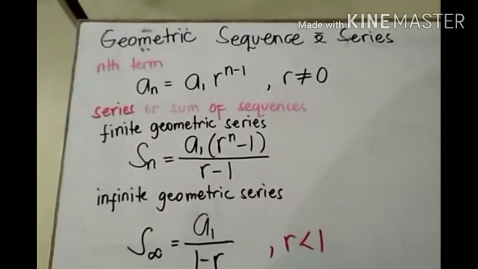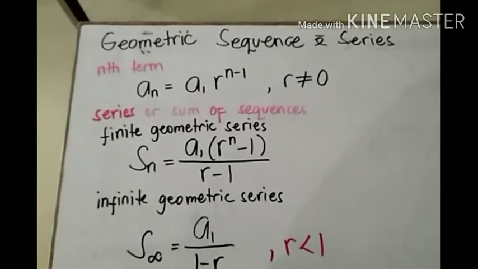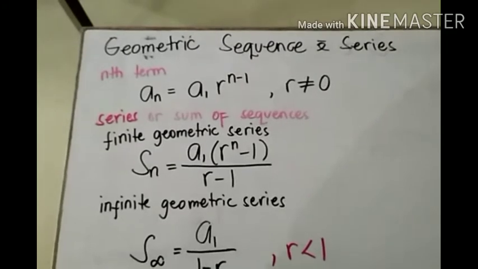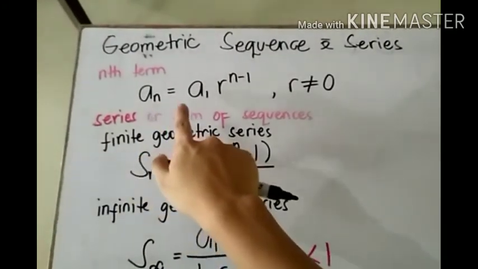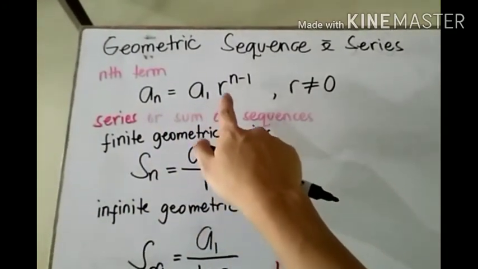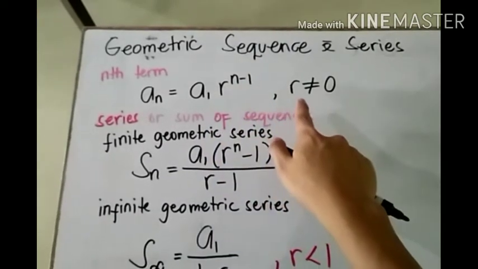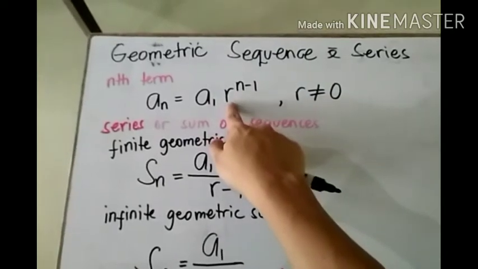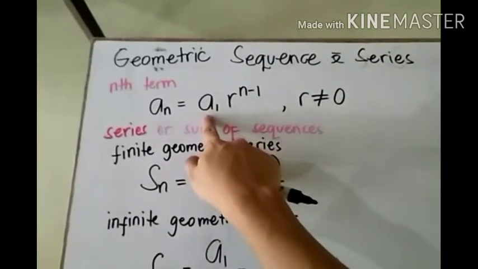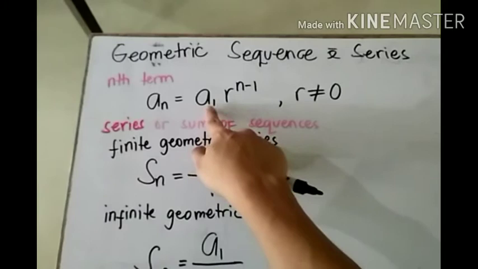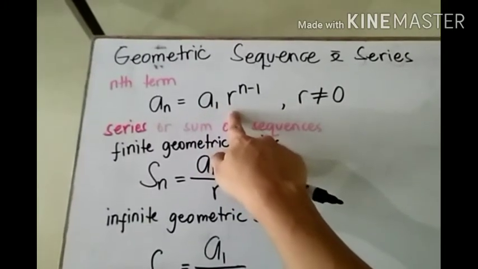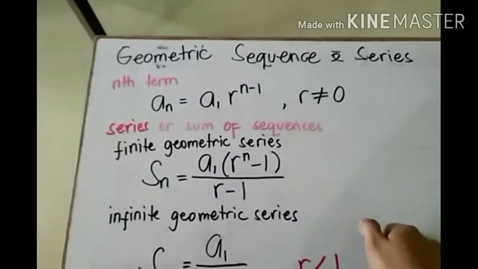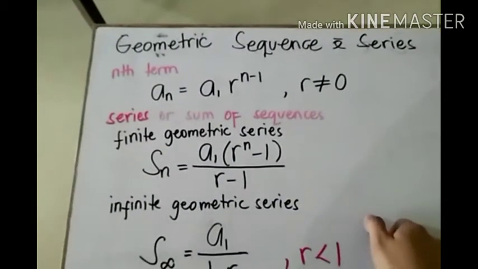Okay, so we have here geometric sequence and series. To find the nth term of a geometric sequence, we use a sub n is equal to a sub 1 times r raised to n minus 1, given the condition that r should not be equal to 0. Bakit? Kasi pag yung r natin ay equal sa 0, any number multiplied to a 0 would be equal to 0. So walang mabubuong sequence kapag yung r natin ay equal to 0.